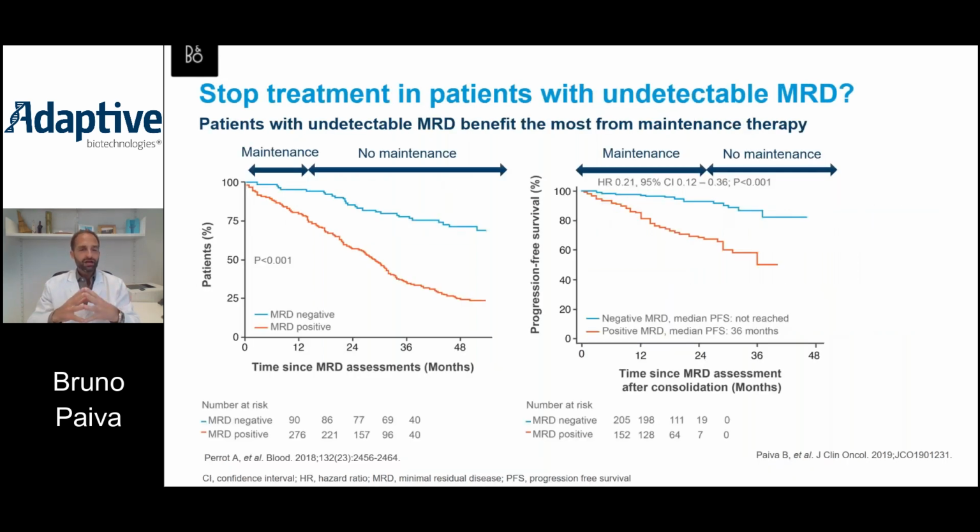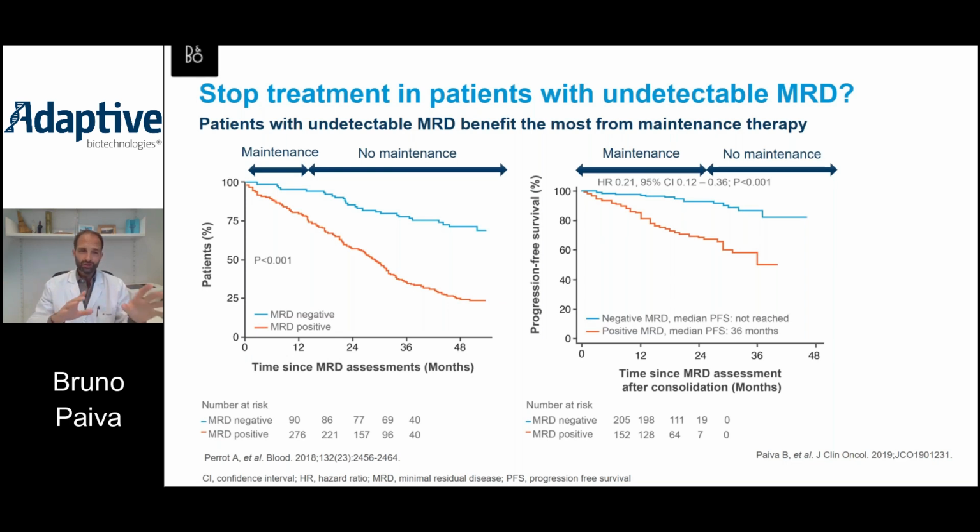Also, in clinical trials, I remember a few years ago that it was postulated that perhaps the role of MRD in defining duration of treatment was such that perhaps patients with negative MRD could stop treatment, whereas those patients with positive MRD would be ideal candidates to prolong treatment.